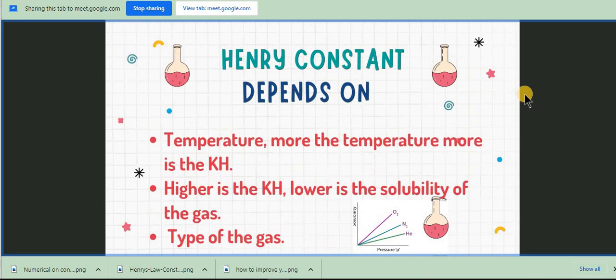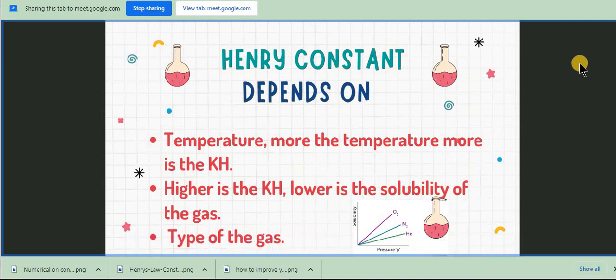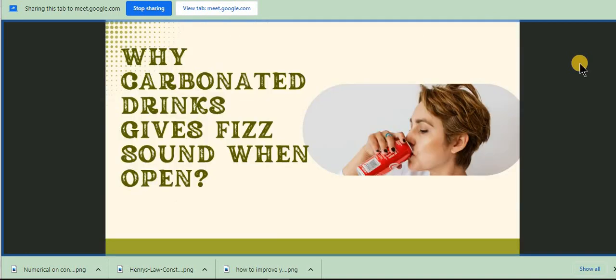Now, what factors does the Henry constant depend on? Already we discussed that it depends on temperature. The higher the temperature, the higher the value of the Henry constant. Please note that the higher the value of KH, the Henry constant, the lower the solubility of the gas. The Henry constant also depends on the type of gas. If you see from the graph here, oxygen, nitrogen, helium, the solubility is more for oxygen. So I am hopeful that you have now got the answer as to why a carbonated drink gives this sound.